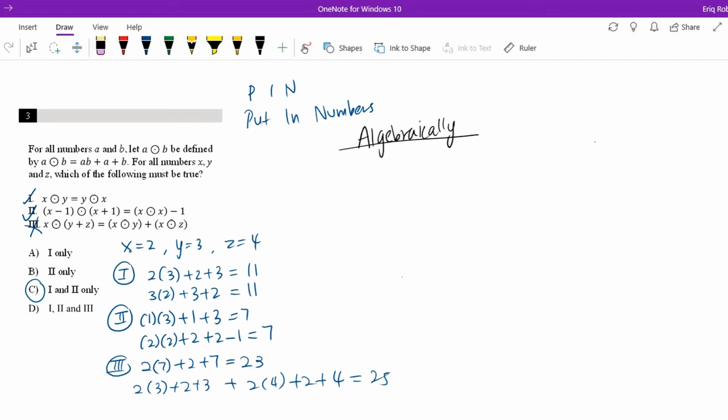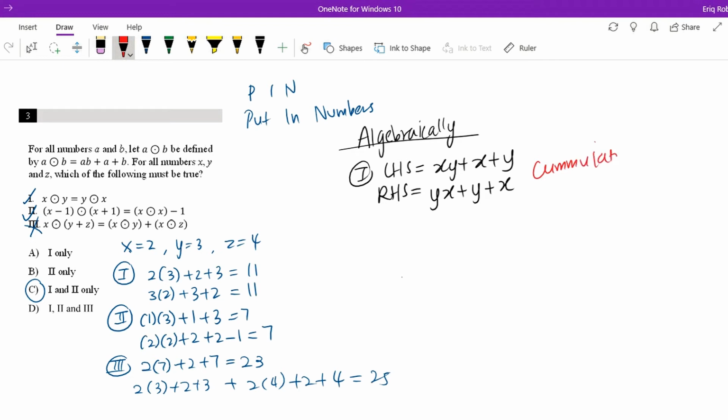Okay, fine. I still insist on doing it algebraically. For the first equation, we have the left hand side equal to xy plus x plus y, and the right hand side equal to yx plus y plus x. And remember the commutative property of real numbers, so the two of them are the same. Equation 1 is true.